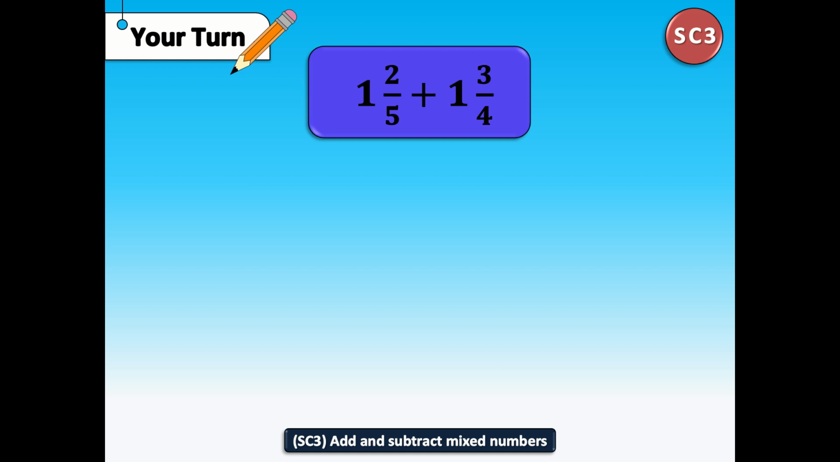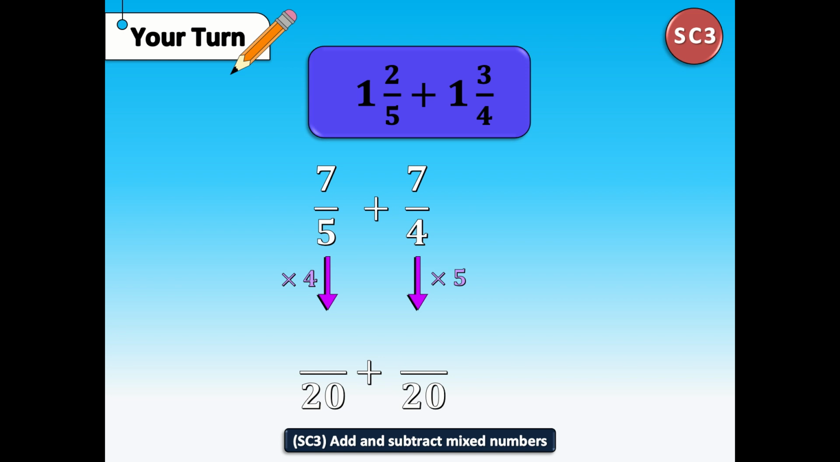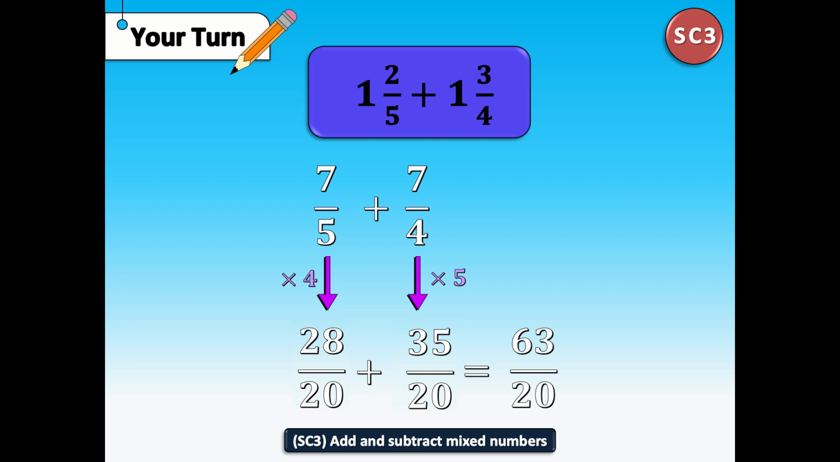Here's another question for you to have a go at. Again, pause the video, and when you're ready to see what you should have done, press play. So for this one, again, make them into improper fractions. Then I need to make the denominators the same. So I'll have 28 over 20 and 35 over 20. So that's 63 over 20. And then I just need to convert it back into a mixed number. So that's 3 and 3/20.